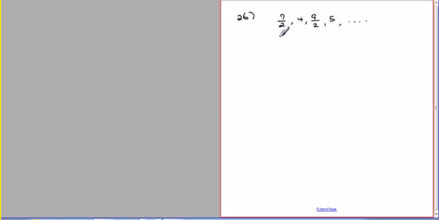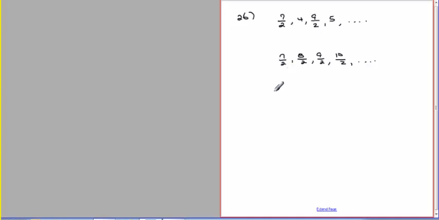Okay, so what I see is, it may not come directly to you, but what you would see is if I wrote all these with the same denominator, you can rewrite 4 as 8/2, 5 as 10/2. And then you should see an obvious pattern here.